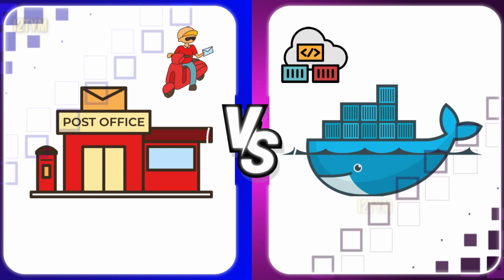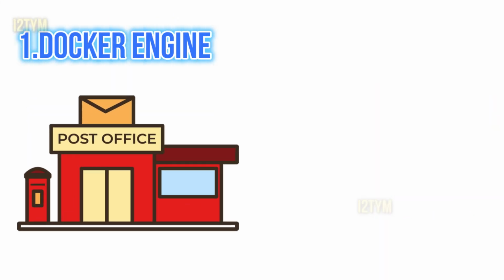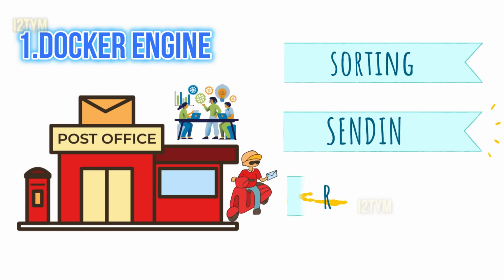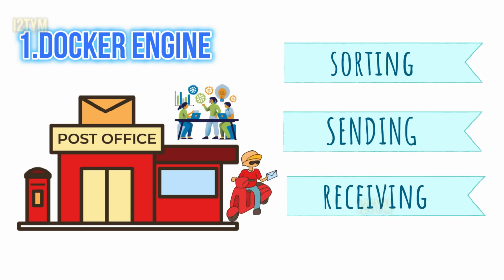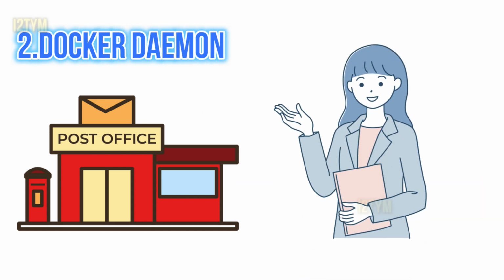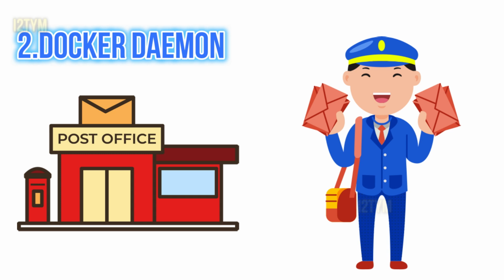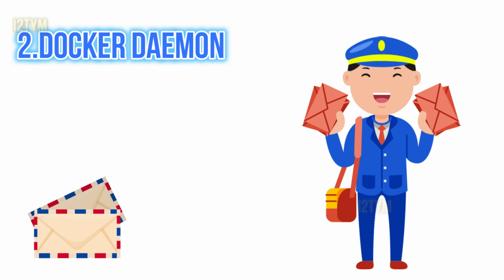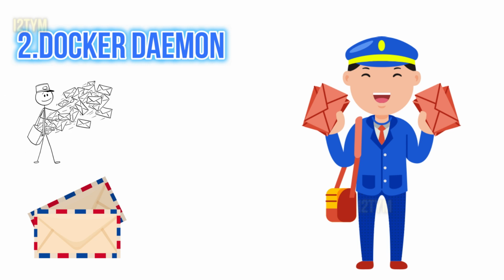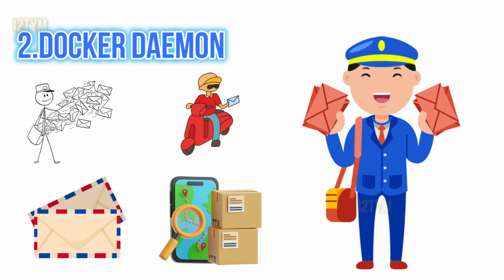system. First, imagine the Docker engine as the whole post office building. This is where all the work happens: sorting, sending, and receiving packages. Inside the post office, we have the Docker Daemon. Think of the daemon as the postmaster, the person in charge who manages everything behind the scenes. The postmaster organizes all the packages, or containers, makes sure they're delivered, and keeps track of what's going on.